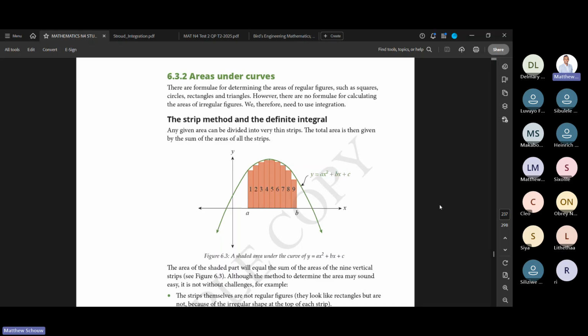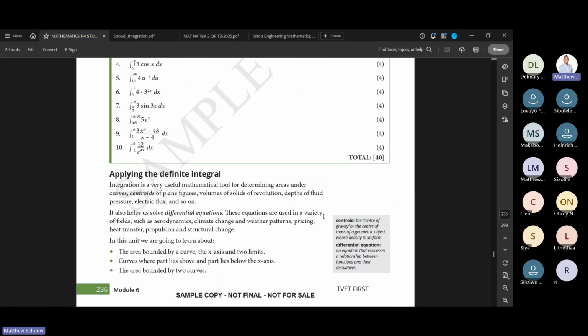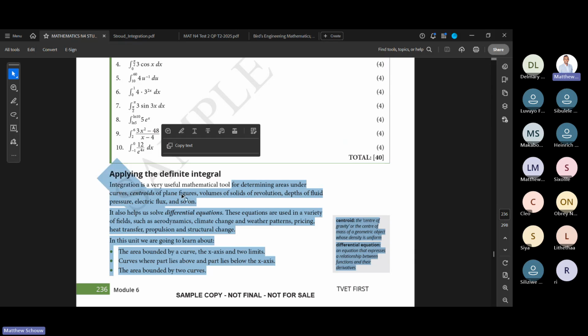Okay, let's move on. Just to make mention of a few applications of integration, or applying the definite integral. Integration is good for determining areas under curves, centroids of plane figures, volumes of solids of revolution, depths of pressure, and electric flux, and so on. It also helps us solve differential equations, which you do in N6 mathematics, used in a variety of fields such as aerodynamics, climate change and weather patterns, pricing, heat transfer, propulsion, and structural change. So very key concept if ever you become an engineer.